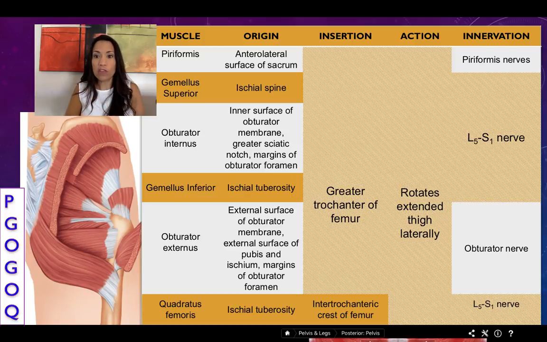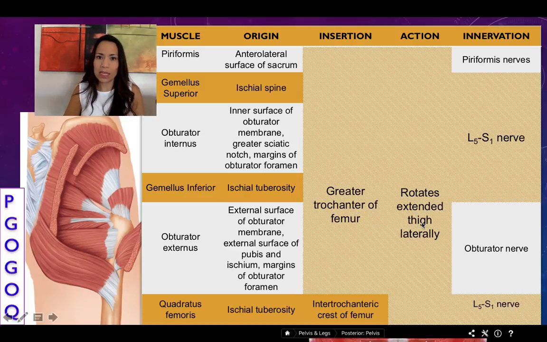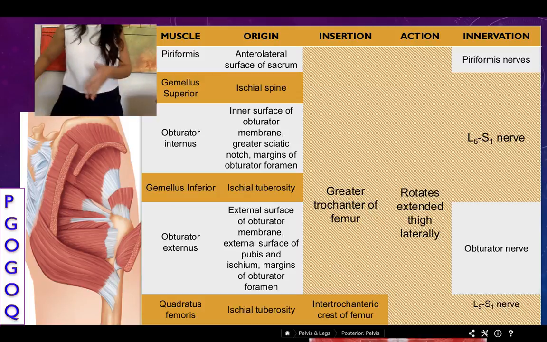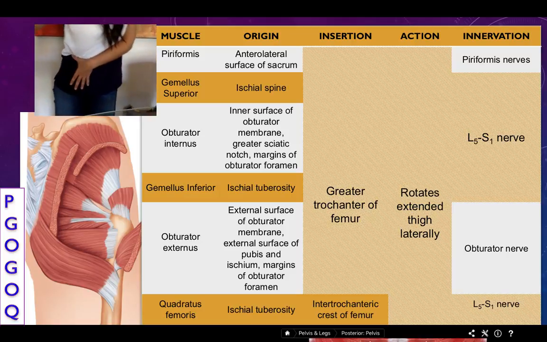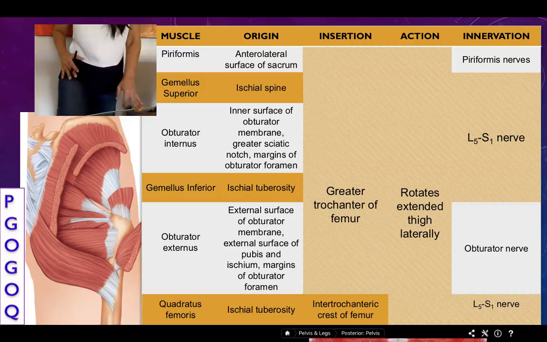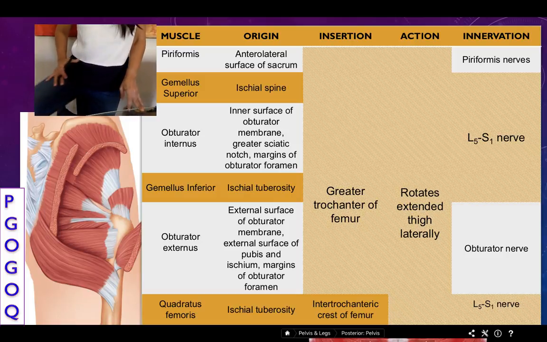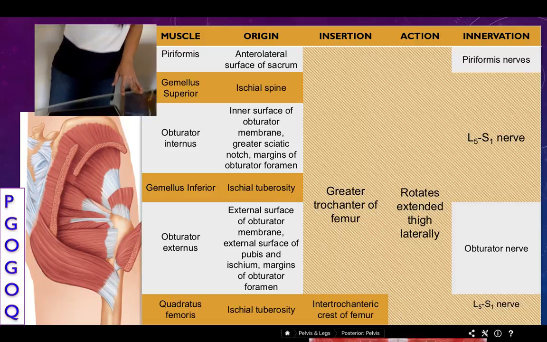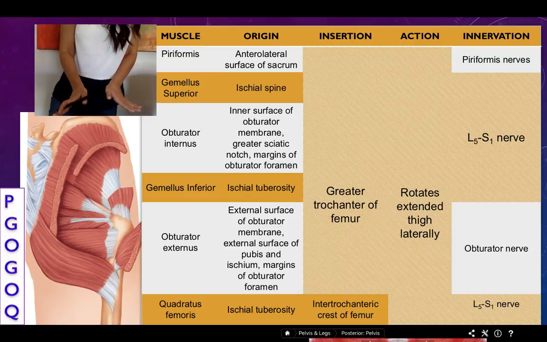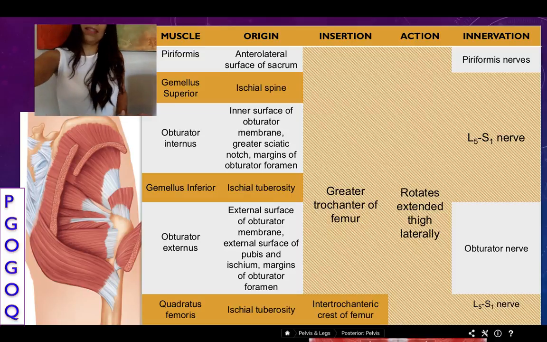As you can see, all of them have as a common action to lateral rotate the extended thigh. So your thigh right here, can you see? Okay, thigh is extended. Okay, let me flex the knee so you can see it better. So this is lateral rotation, right? Check your videos. Lateral rotation. If your knee is extended, well, you cannot see it, but you just move your toes laterally. Okay, so that's lateral rotation at the hip.